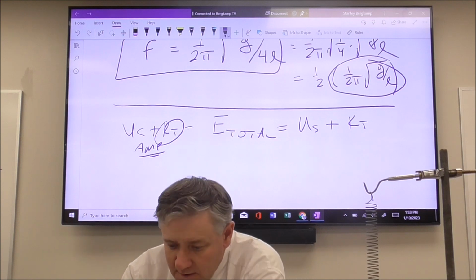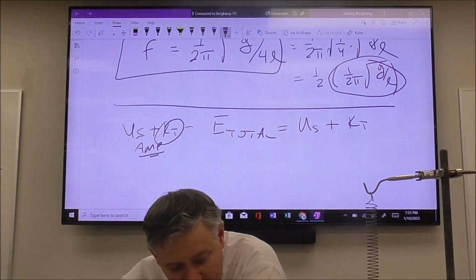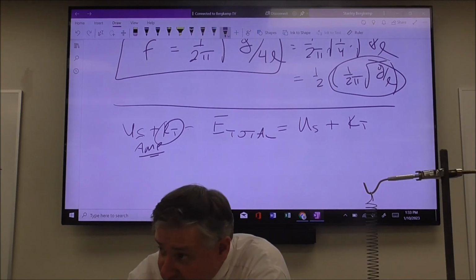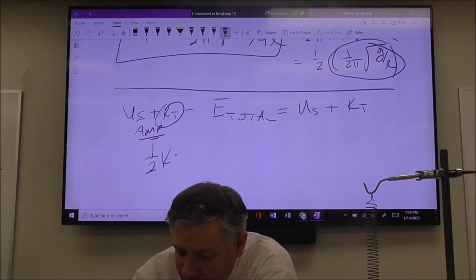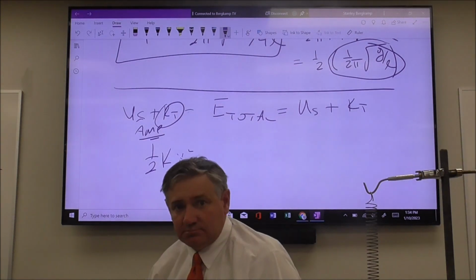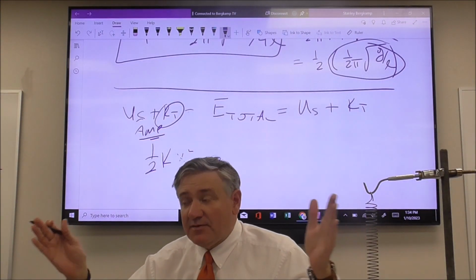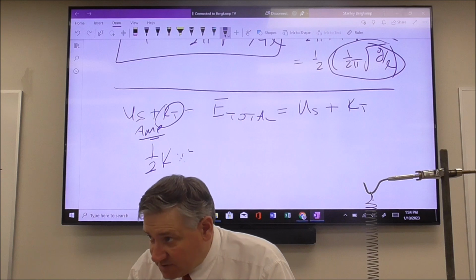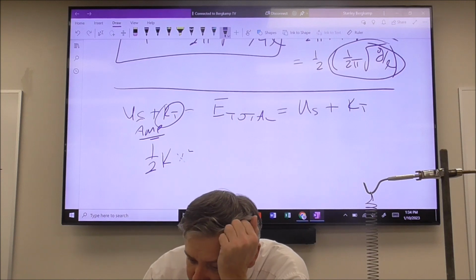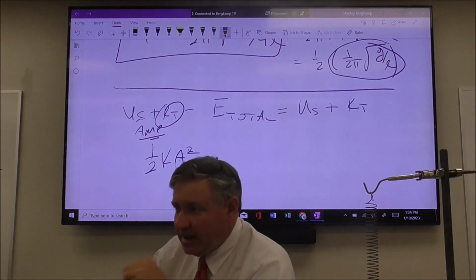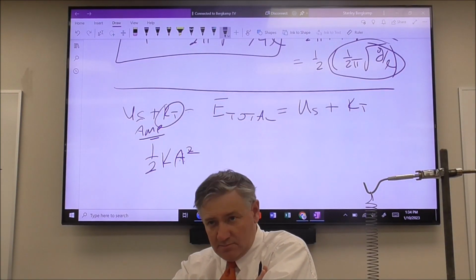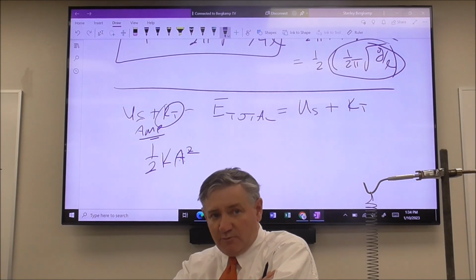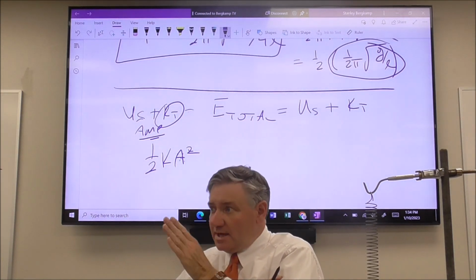0. So my Us, because you're talking about a spring, not a pendulum, I'm going to write as 1/2 k, and instead of x squared, this only works on the extremes, I'm going to put 1/2 k A squared. It's the same equation for the energy of a spring. Instead of 1/2 kx squared, I'm going to put 1/2 kA squared.